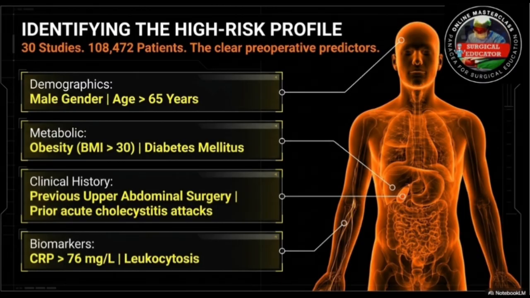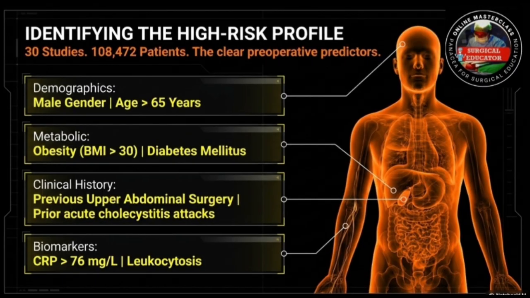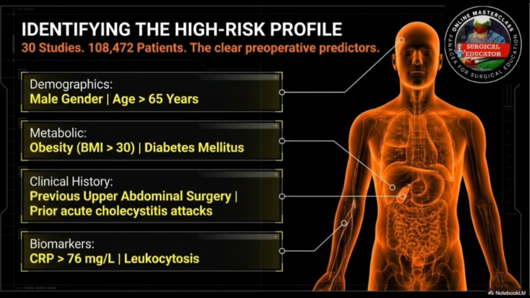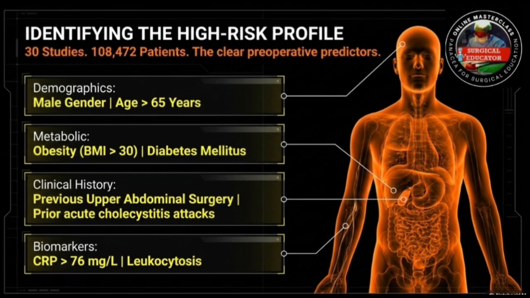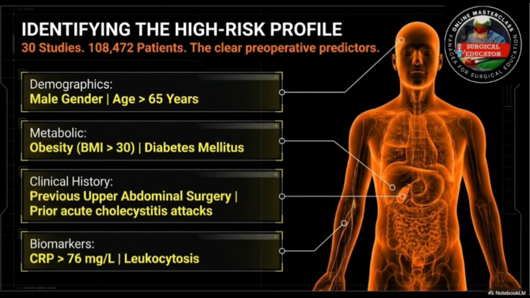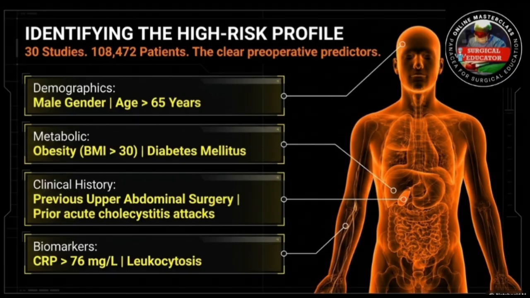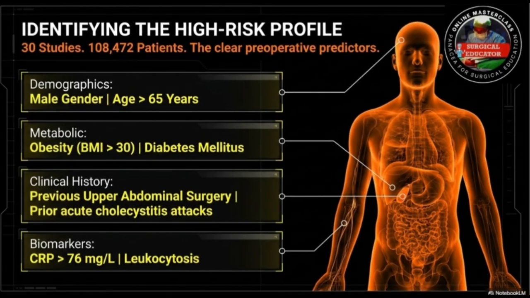A normal CRP is usually under 10. When it spikes above 76, it tells the team the body is engaged in a massive inflammatory cascade. And leukocytosis is the high white blood cell count. Yes, the immune system has mobilized its army. Before the incision is even made, these numbers objectively confirm that the tissue inside is actively hostile. So those are the systemic warning signs.